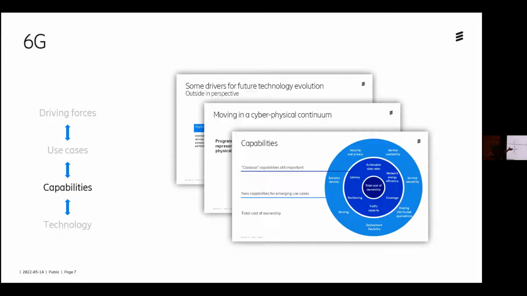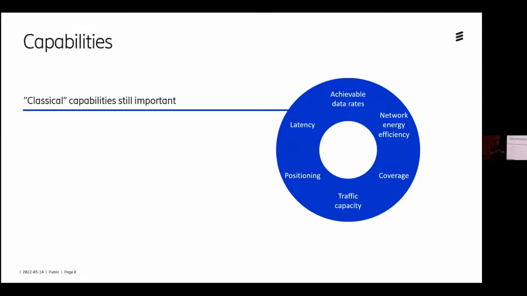And the next step, when we know a little bit about use cases, or at least what type of use cases we'll have, is: what capabilities do we need? So let's start with what I call the classical capabilities in this blue circle. For example, achievable data rates. Of course, we want higher data rates. We would like to transfer information faster in the future.